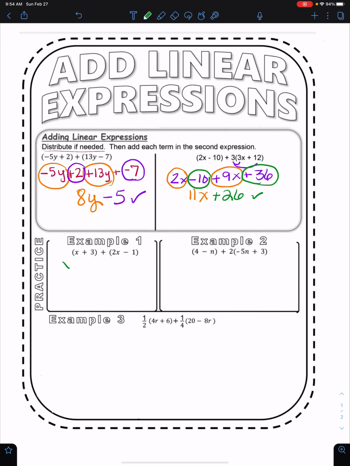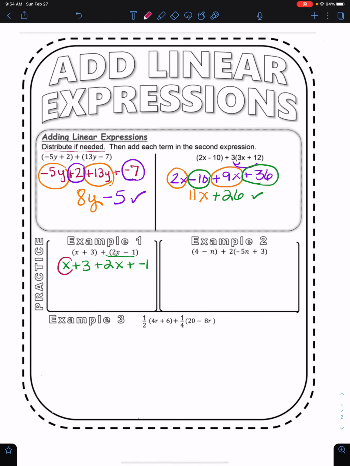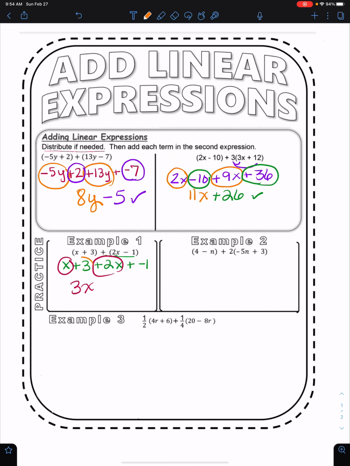For the next example, I'm going to rewrite these so that I'm adding each term in the second expression. I'm adding 2x and I'm adding negative 1. And I'm going to go ahead and circle my like terms. X plus 2x is 3x. And then we all know that 3 minus 1 is 2.